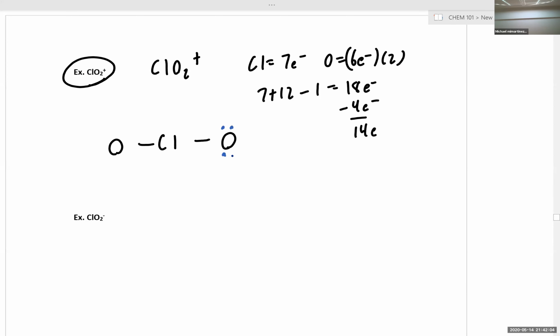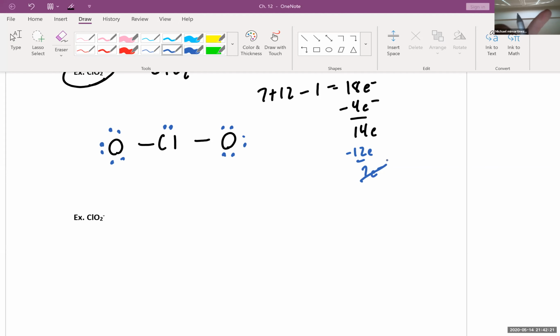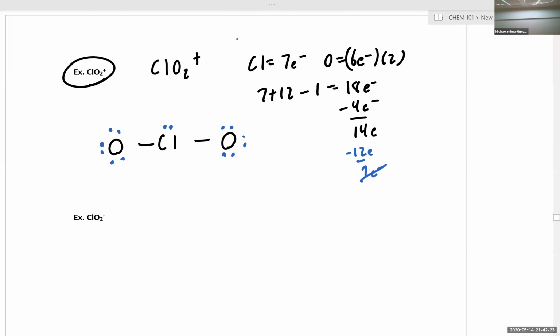Oxygen. So we have 2, 4, 6, 8, 10, 12. So we have 2 electrons remaining. The last 2 electrons go on chlorine. Now, does chlorine have a complete octet?